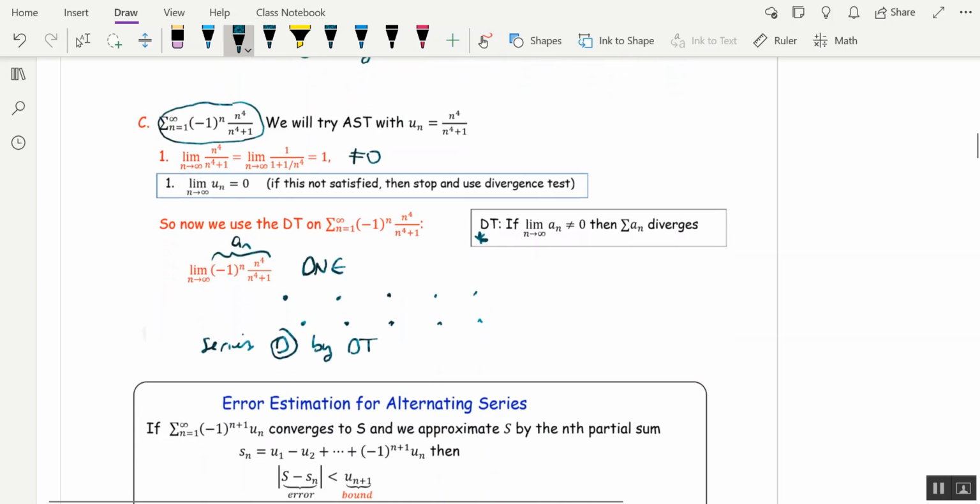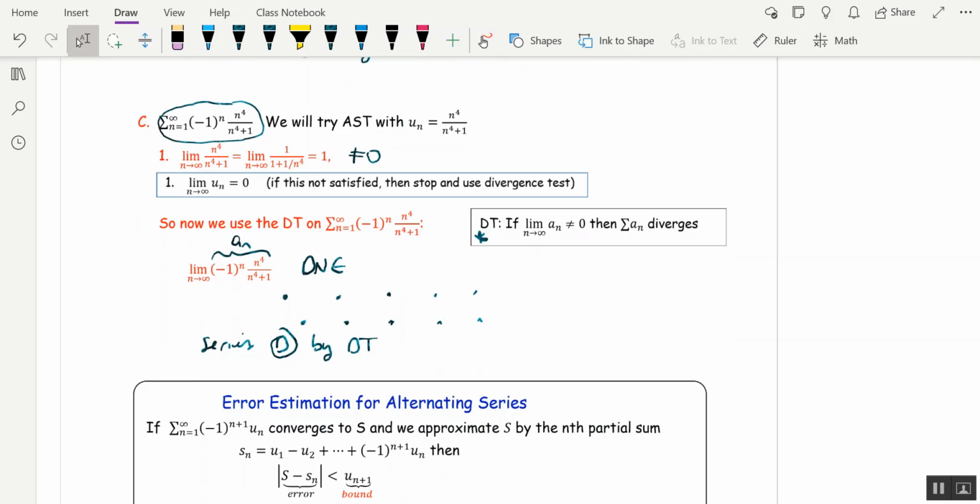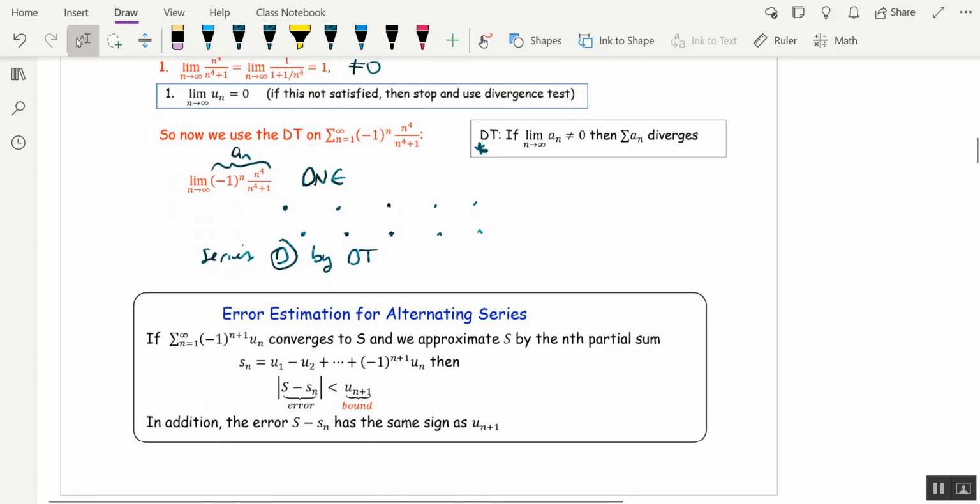Okay, let's look at a fascinating result for alternating series. Suppose you want to approximate an alternating series with just the sum of the first n terms. That's the nth partial sum. You don't want to add all the way to infinity because you're feeling a little tired. So how close are you to the actual sum? The difference between the actual sum and your estimate in absolute value is no larger than the first term that you chopped off. Amazing. So let's take a look at that.